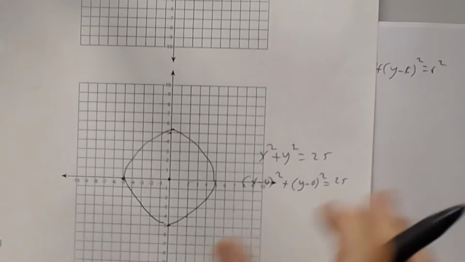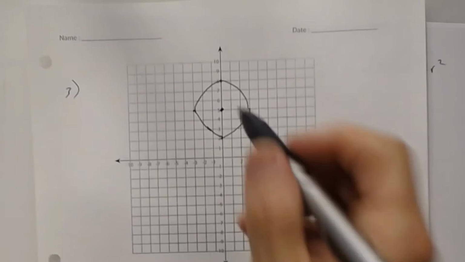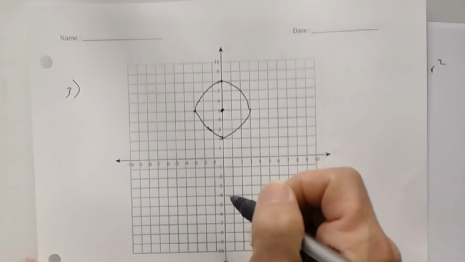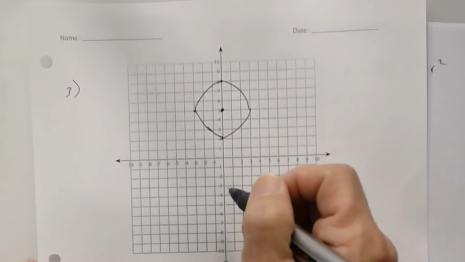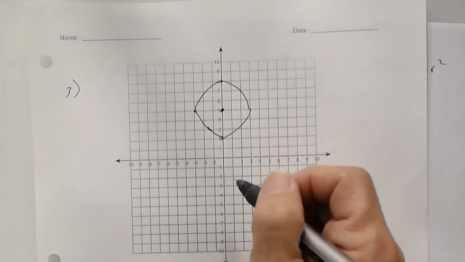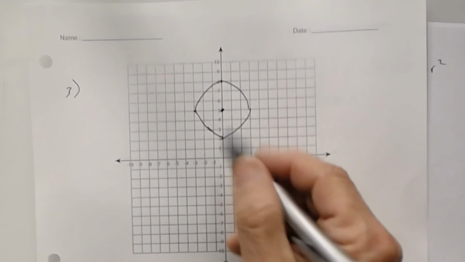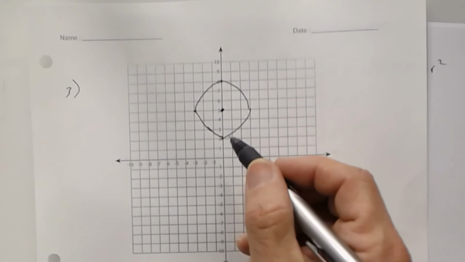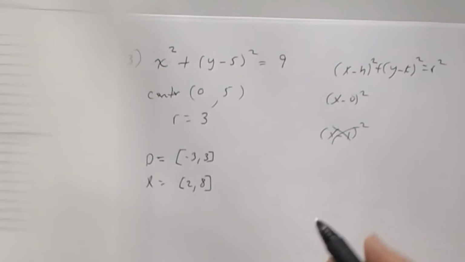Now, I'm going to say this. The circle was easy to graph because my radius was what kind of number? A whole number. 1, 2, 3, 4, 5. None of them were decimals, right? They could be. If they are, I'm not going to ask you to graph it. The only time I ask you to graph it is if your radius is a whole number. So let's look at this.